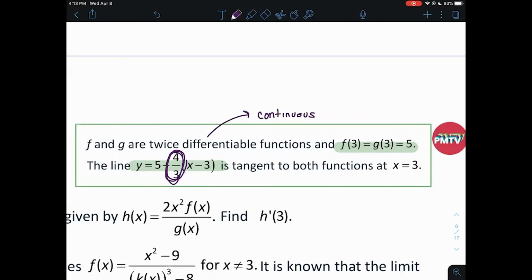I know that f of 3 equals 5. I know that g of 3 equals 5. But I also know that f prime of 3 equals 4/3. And I also know that g prime of 3 equals 4/3. So I know 4 very helpful pieces of information right there: 1, 2, 3, 4, and this continuity idea before I even got into part A.